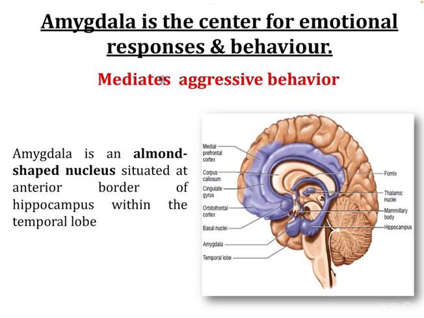Amygdala. Amygdala is the center for emotional response and behavior. This is responsible for aggressive behavior. It has been demonstrated in several animal species that bilateral ablation of amygdala reduces fear and decreases certain forms of aggression. This amygdala is an almond-shaped nucleus situated at the anterior border of hippocampus within the temporal lobe.